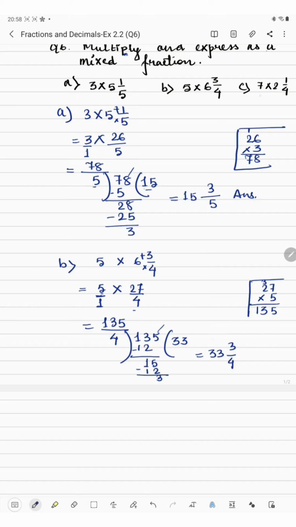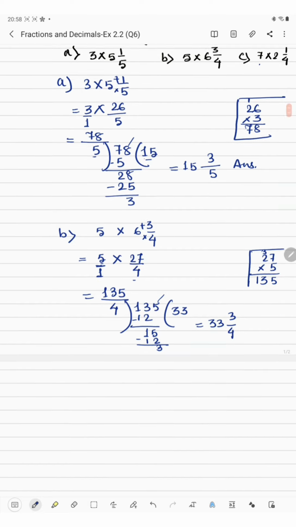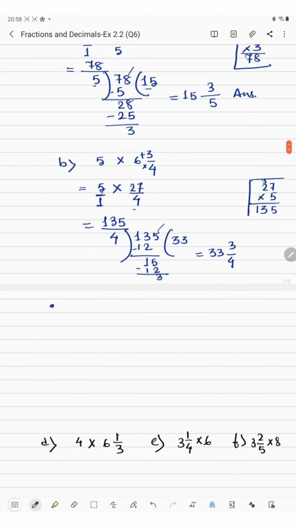Now coming to part C, we have 7 into 2 1 by 4. So in part C we have 7 into 2 1 by 4. Now again 7 will remain the same, and this we will convert into an improper fraction. So 4 2s are 8, 8 plus 1 is 9 by 4. Now here we will consider 7 as 1. Now these 7 and 4 cannot be cancelled, so we will just multiply the numerators. So 7 9s are 63 and 4 1s are 4.